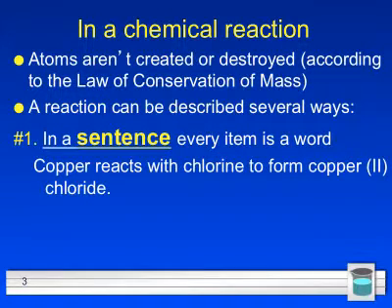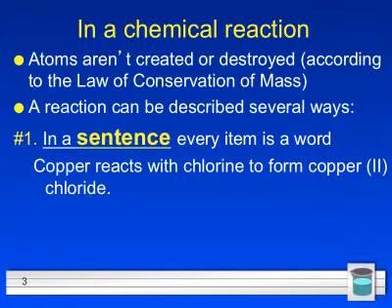The first one is in a sentence. Every single item is a word. So if I say copper reacts with chlorine to form copper II chloride. Honestly, this is like a math word problem. It's giving you a lot of information, and it's can we translate it into a chemical formula?